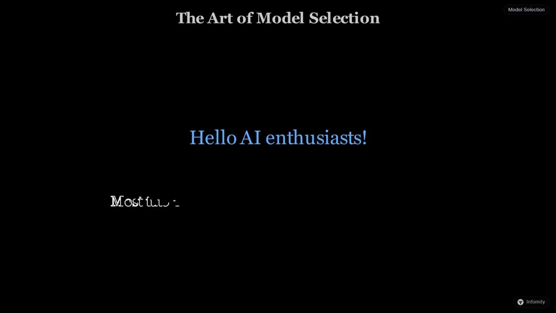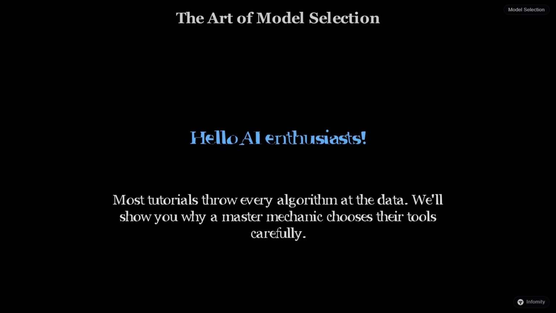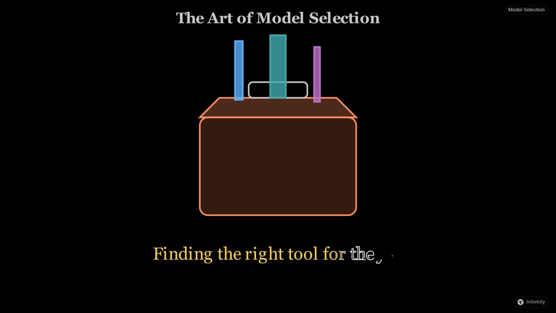Building on our previous talk about feature importance, most videos on model selection treat it like a leaderboard race where the most complex algorithm always wins. In this video, we want to show something different: how the unique signature of your data dictates the tool you must pick, just like a master mechanic choosing between a wrench and a scalpel. By the end of this video, you will understand the physics behind choosing the right model family for any task.